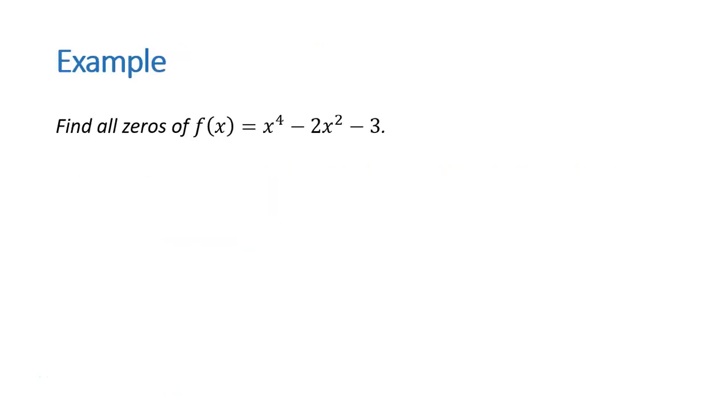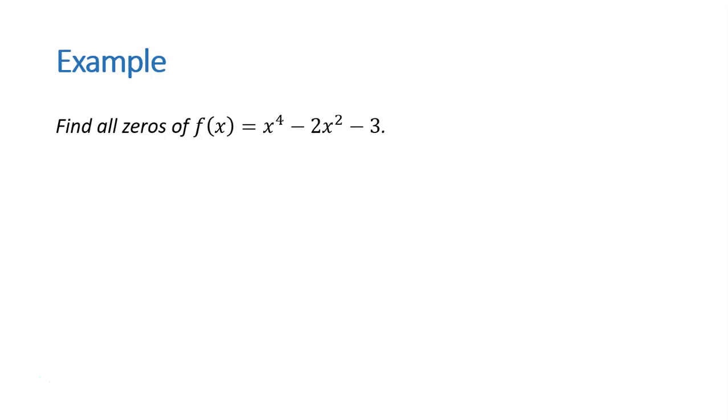Let's try one final example. So we want to find all zeros of f of x equals x to the 4th minus 2x squared minus 3. In this example, we're essentially going to see what worst case looks like. So if you can deal with an example like this, then you can pretty much do any problem that we're going to be doing.